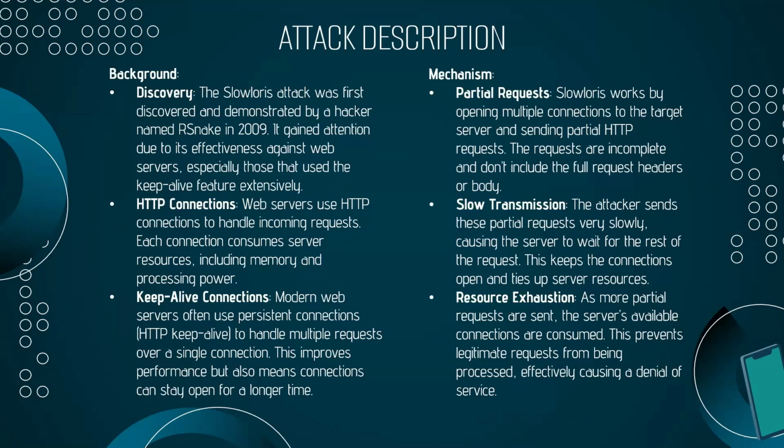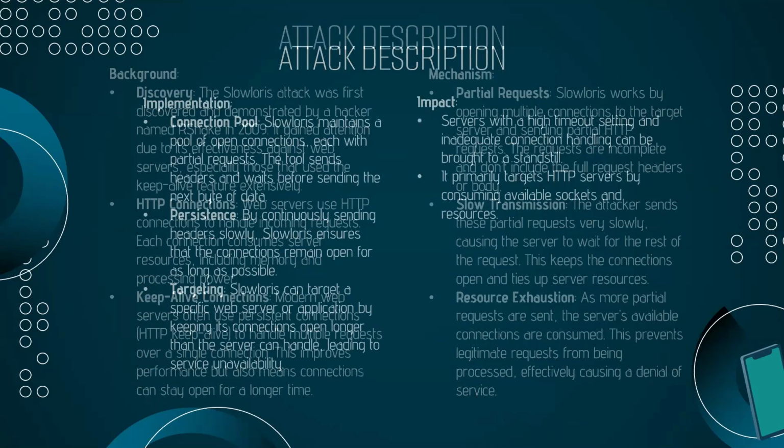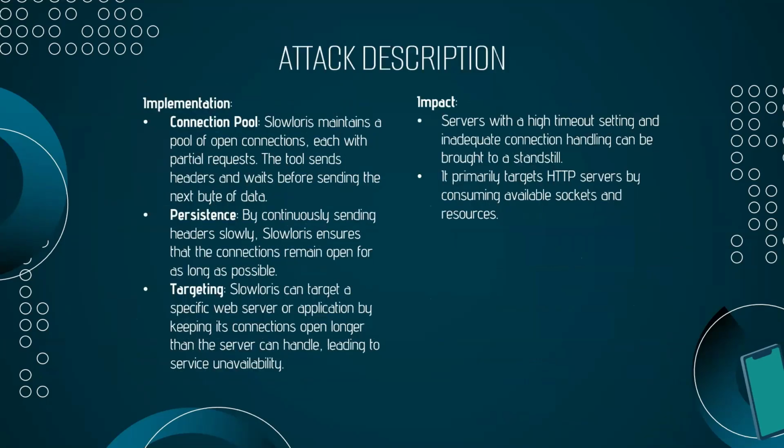The attack involves sending partial HTTP requests to the server. These incomplete requests keep the connections open, consuming server resources and eventually leading to denial of service. By sending these requests slowly, the attacker can tie up the server's resources. So, implementation. SlowLoris maintains a pool of open connections with partial requests. It targets specific web servers, ensuring connections remain open longer than the server can handle, which results in service unavailability.